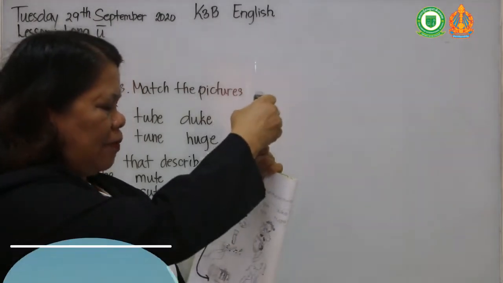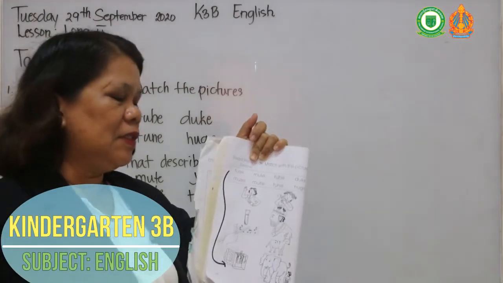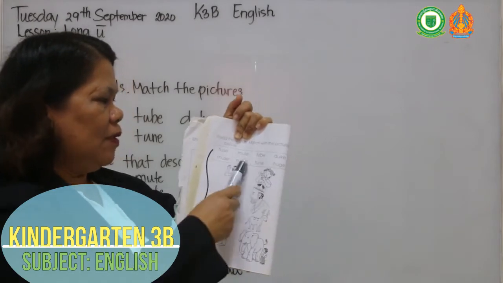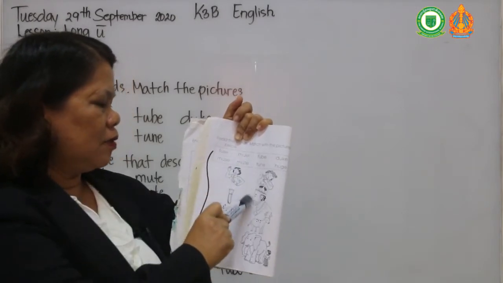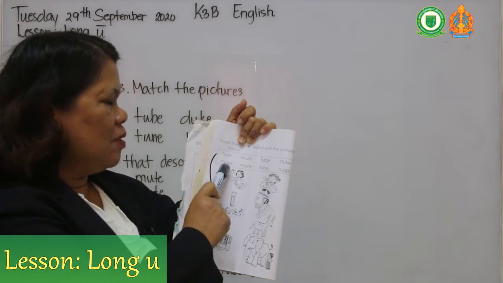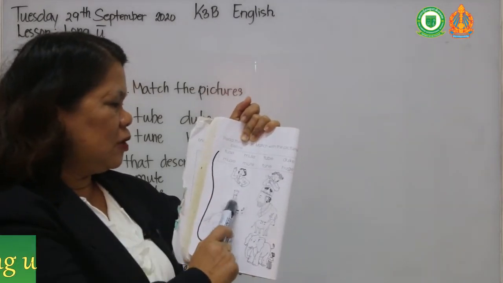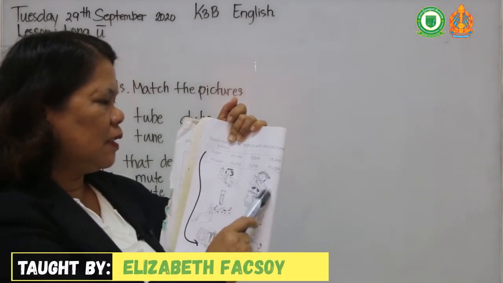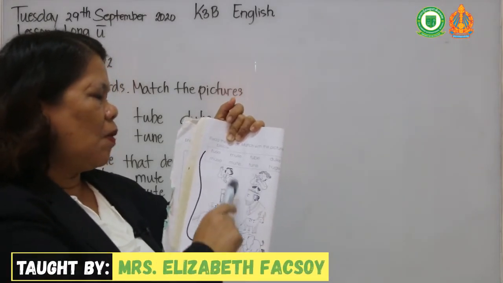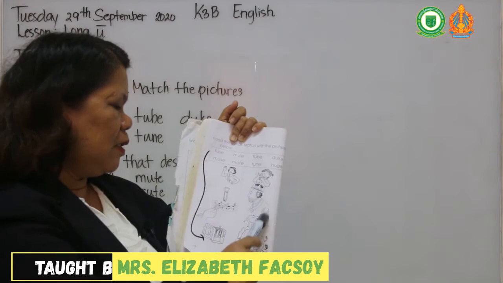Okay? And where is a mule? What is a mule? Okay, a mule is a small deer. Okay, you're going to match. What is a muse? A muse is a beautiful girl. What is a tube? Where is a duke? Where is tune? Where is mute? And where is a huge?